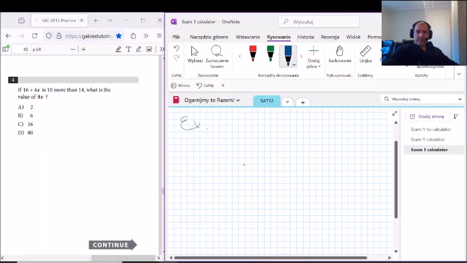Exercise 4. So, if 16 plus 4x is 10 more than 14, what is the value of 8x? Well, okay, 10 more than 14 is a very fancy way of saying 24. So we have an equation, 16 plus 4x equals 24. Now we can solve this. We can calculate x by subtracting 16, and we have 4x equals 8. And yeah, now we can divide by 4 and calculate that x equals 2.